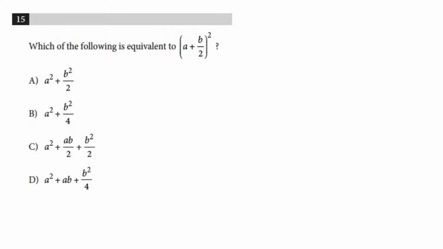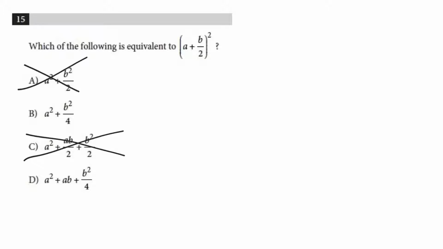15. Which of the following is equivalent to (a + b/2) squared? Okay, so you could just do this in your head, but we know that our first term is going to be a squared. Well, that works for all of these. A squared is included in all of these expressions. We know our last term is going to be (b/2) squared. Well, (b/2) squared would be b squared over 2 squared. That rules out the first one, and that rules out the second one.